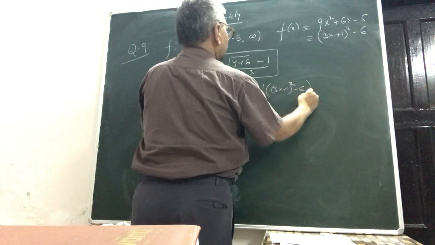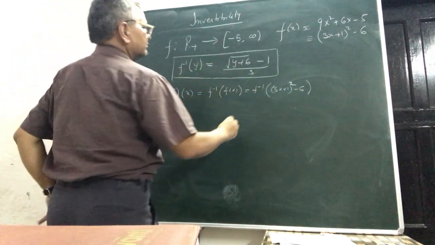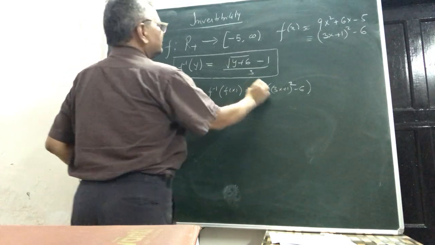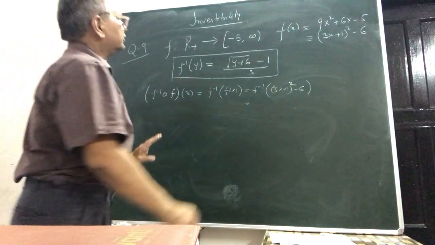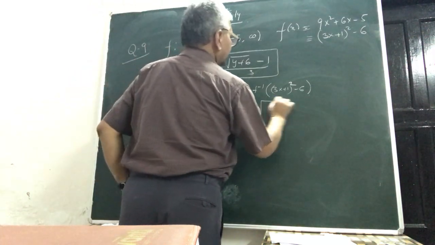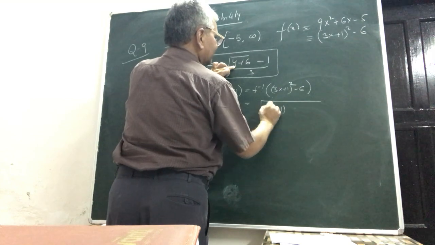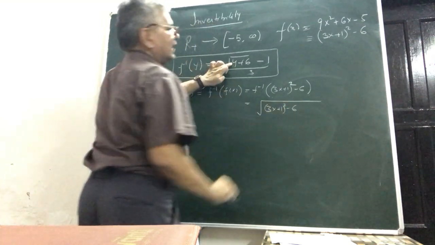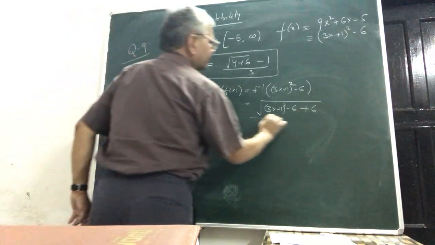You see? So now f inverse y is given this much. So now in the place of y, I will be substituting this entire lot. It will be under root of y plus 6, whole upon 3. So in place of y, how much am I going to write? (3x plus 1) whole square minus 6, in place of y, plus 6. Please see, plus 6, and whole upon 3.